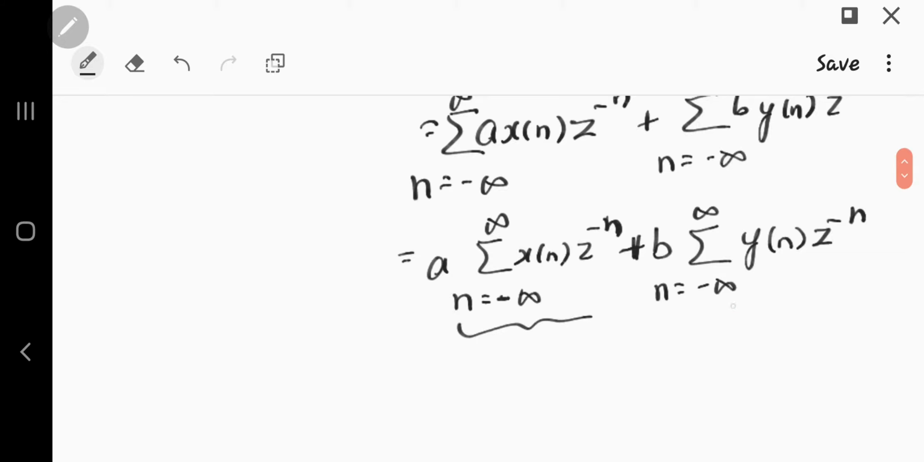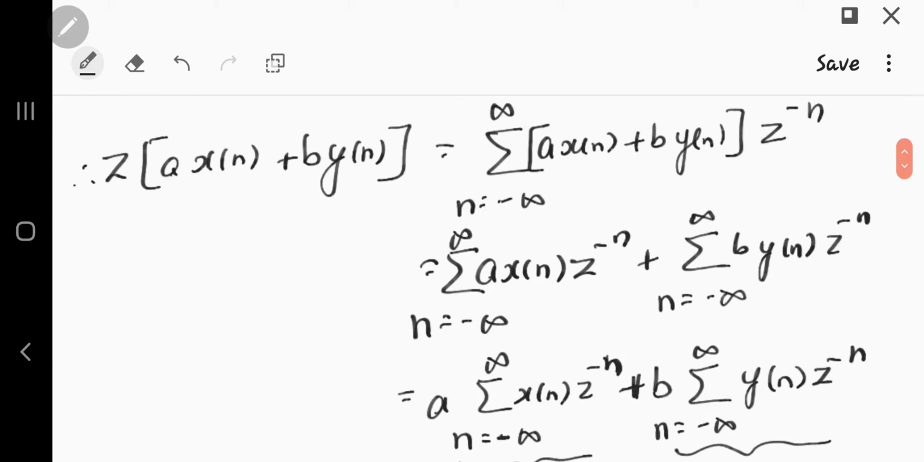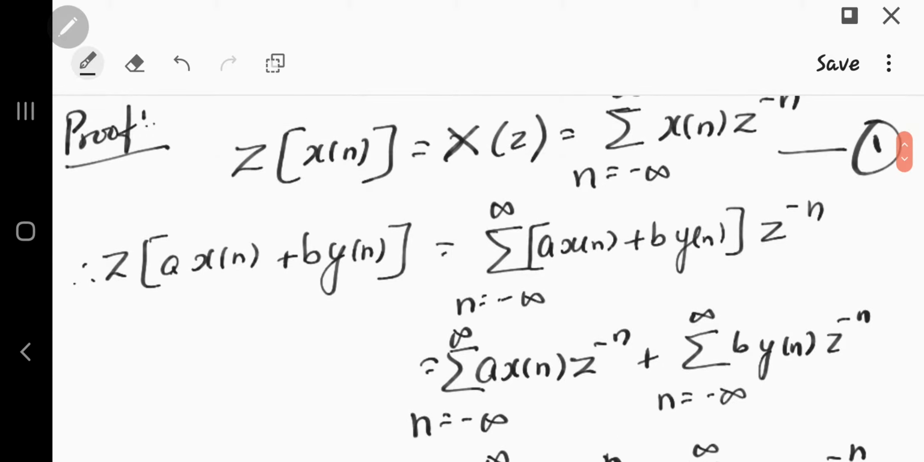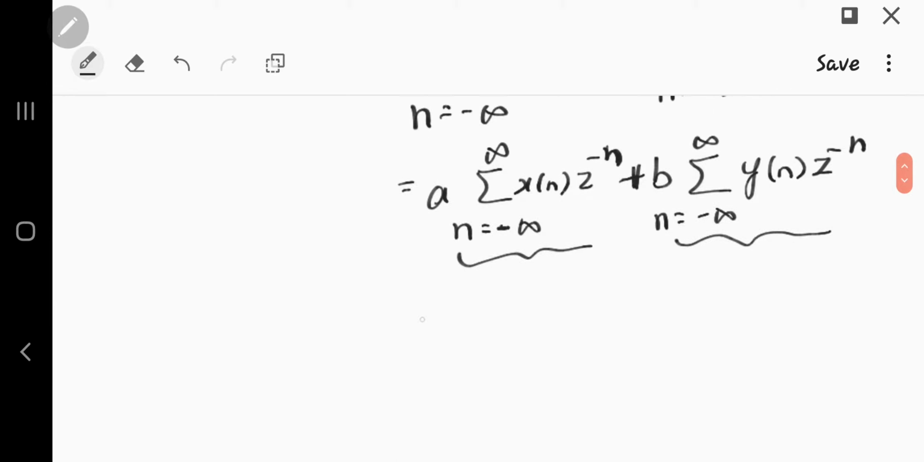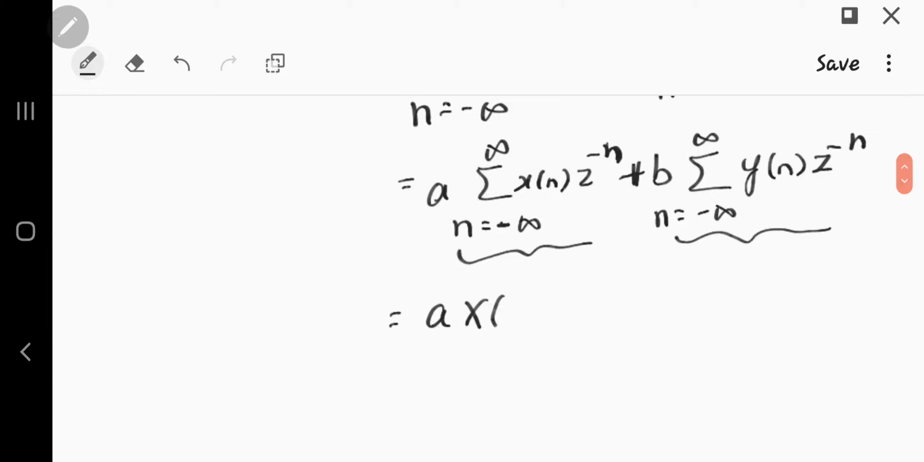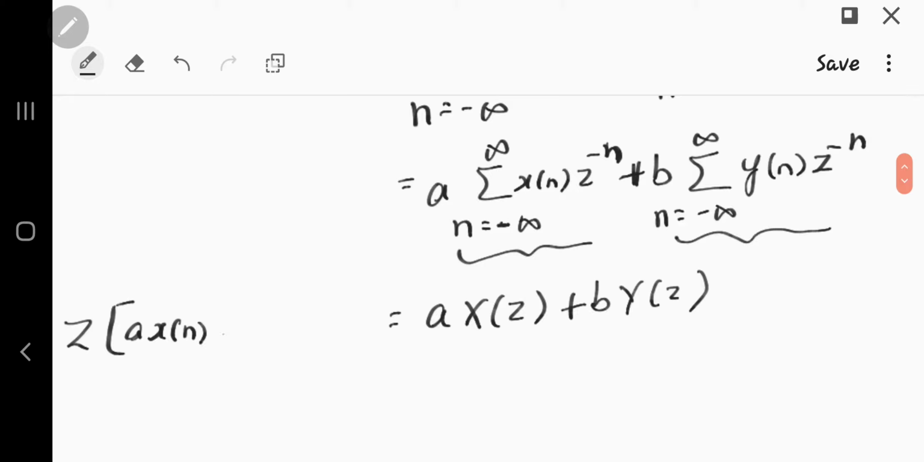Now these two terms, if you compare with equation 1, the first one is x of z and the second one we call y of z. So you can write it as a into x of z plus b into y of z. Here we started with the Z transform of a x of n plus b y of n. So this is the proof.